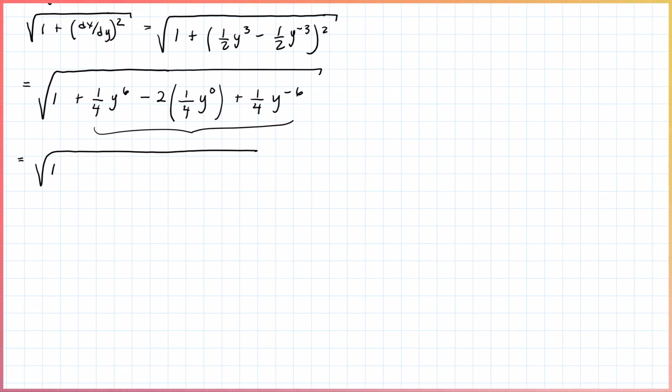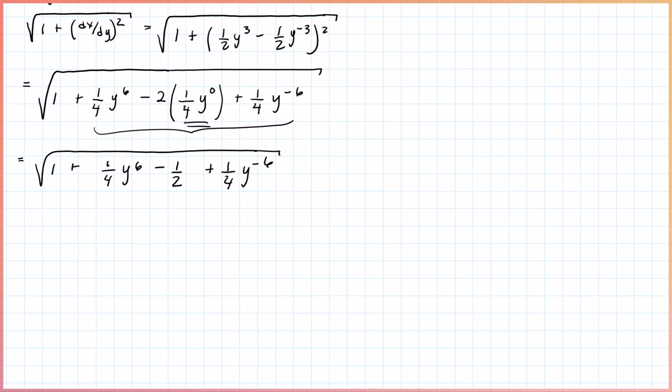So this is 1 plus, we're going to have 1/4 y to the 6th. Now this ends up becoming just 1/4 because y to the 0 is 1. So then we get minus 1/2 plus 1/4 y to the negative 6.